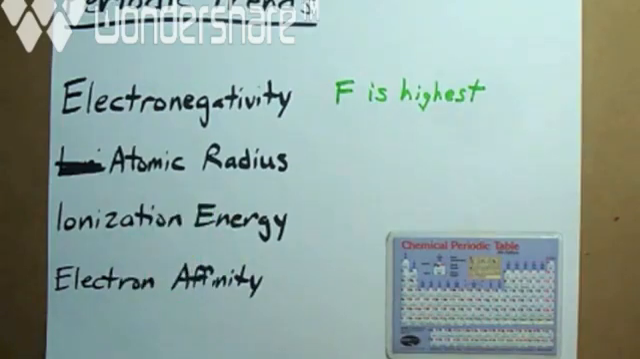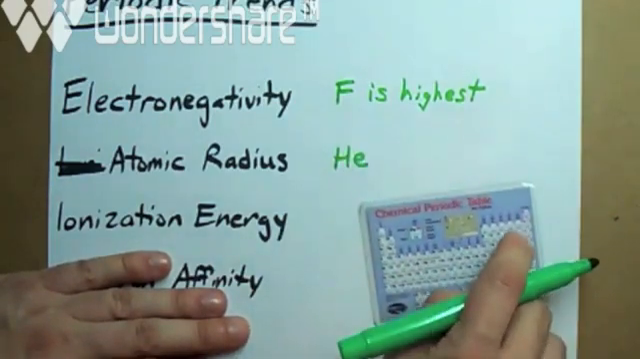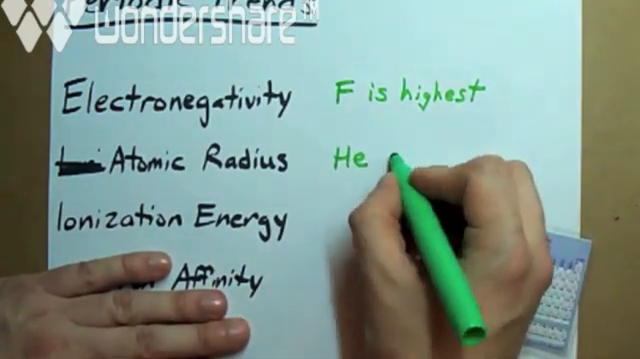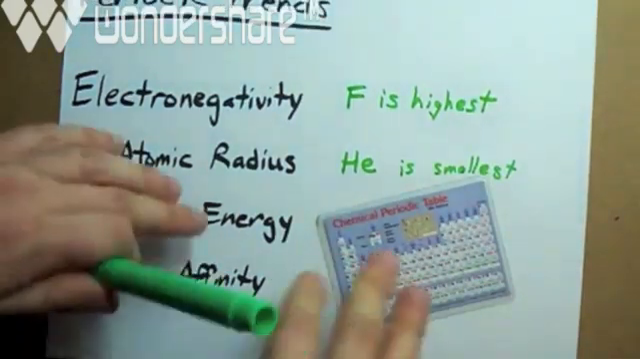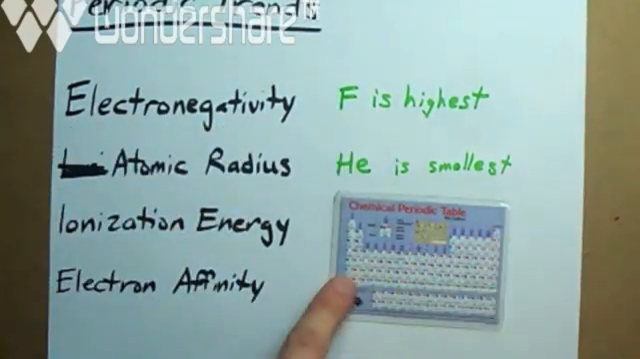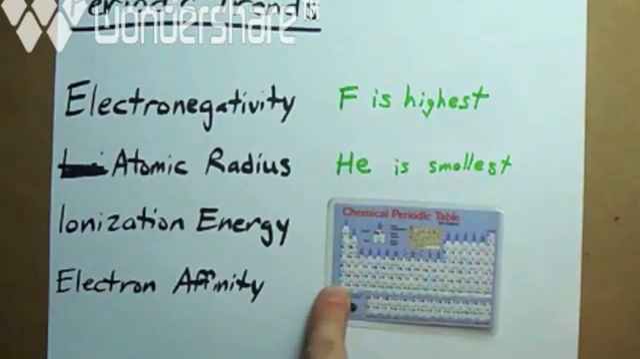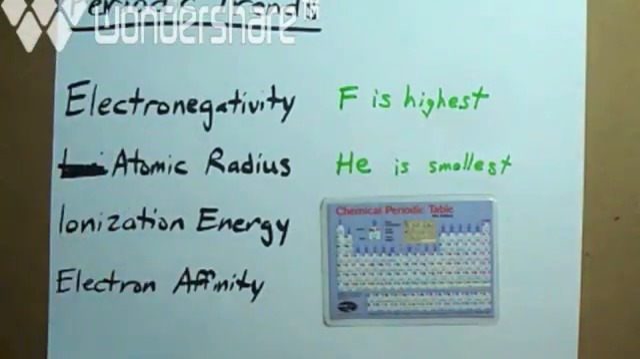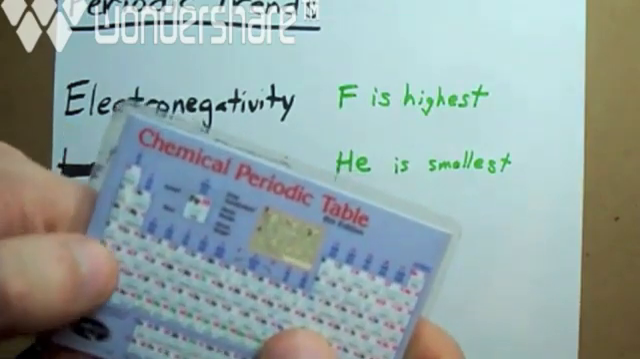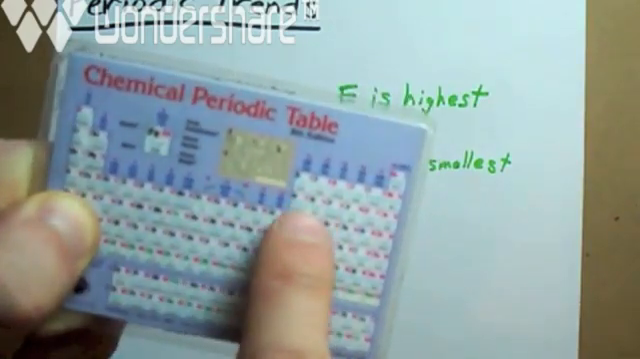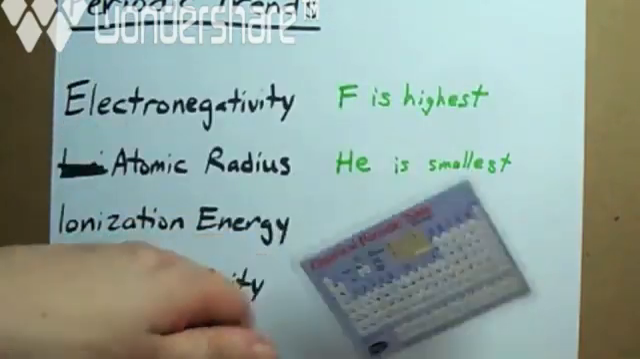The same goes for atomic radius. When it comes to atomic radius, He, which is kind of in the same corner as F, is the smallest. By extension, if He is smallest, these are the biggest. And this one down here, francium, Fr, is actually the biggest. So, if you're asked which atom is bigger, between, I don't know, calcium and aluminum, well, calcium is closer to the big area. Calcium is bigger. Piece of cake.